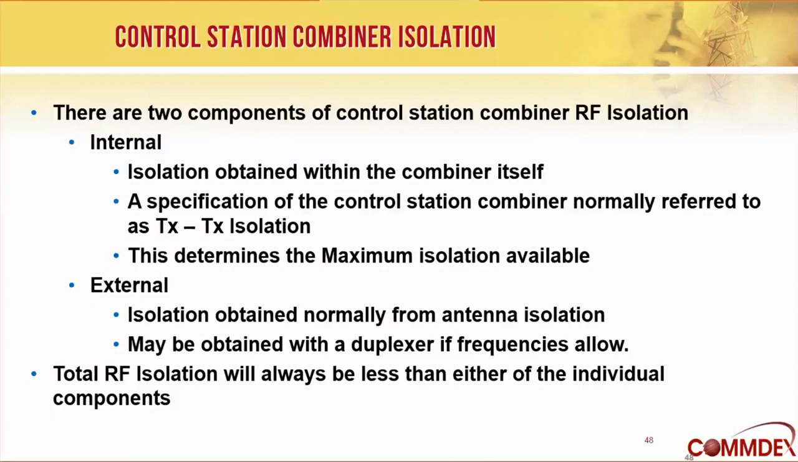All right. Control station combiners, we want to make isolation on them as well. There is some inherent isolation in the combiner itself, but we can provide external isolation on that. It's easier if we have the type of control station combiner with separate transmit and receive ports on it, so we can filter it. Some people will put a duplexer on there. That's not typically recommended because duplexers are designed for one thing. They're not meant to go with control station combiners.